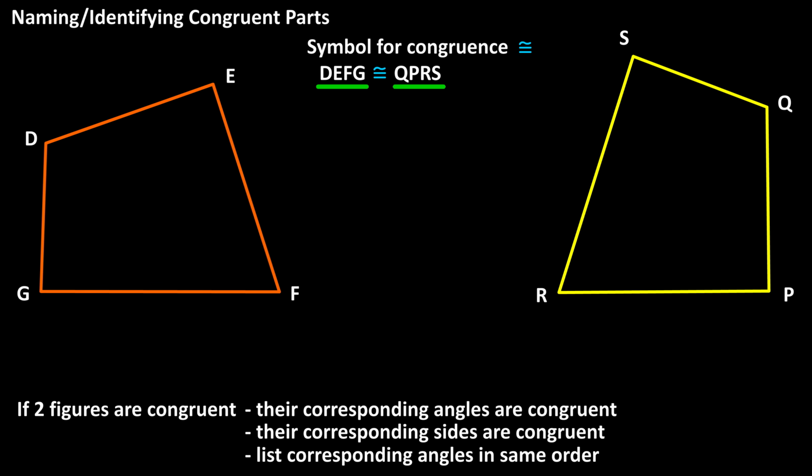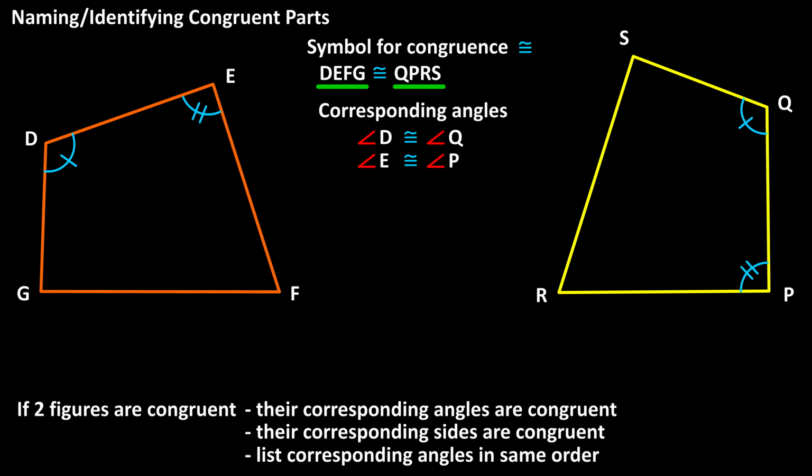So, based on how this is written, we know that angle D is congruent to angle Q. We can write in an arc with a single tick mark to signify this. We also know that angle E is congruent to angle P. We can write in an arc with two tick marks to show this. And we know that angle F is congruent to angle R, and angle G is congruent to angle S. And I've put in arcs with 3 and 4 tick marks to signify these angles.